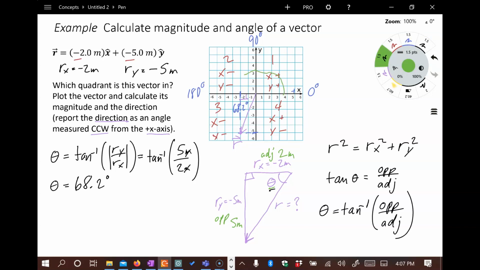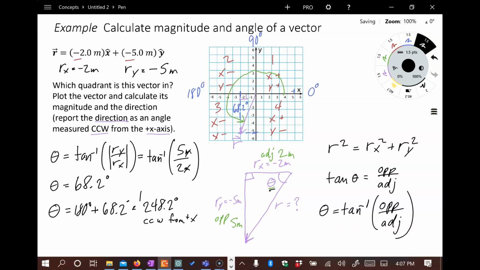0, 90, 180 plus 68.2, and that is going to give me an actual direction angle here of 180 plus 68.2 degrees, and this tells us it's 248.2 degrees. So that is counterclockwise from plus x. Okay, so that's the direction.